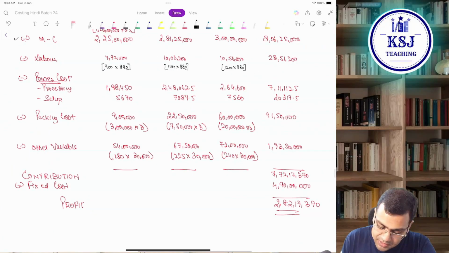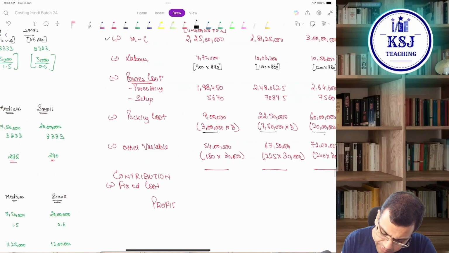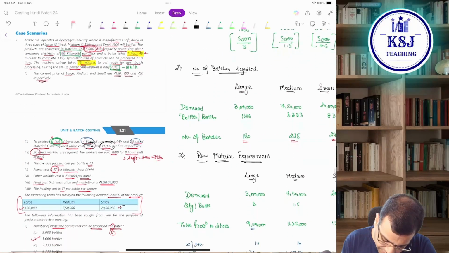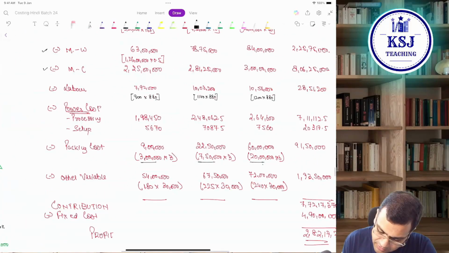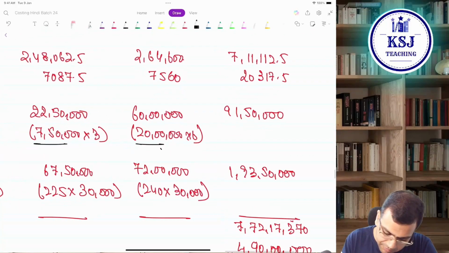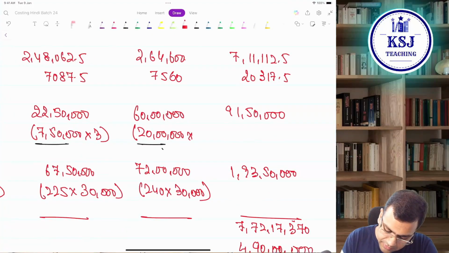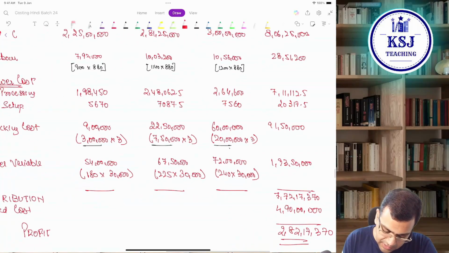Then packing cost is given as 3 rupees for every 1 unit. So multiply with the number of units we have calculated, right? Packing cost is given, where is packing cost? Per bottle is 3 rupees, right? So here also it will be 20 lakhs multiplied by 3. So that comes to 60 lakh rupees.